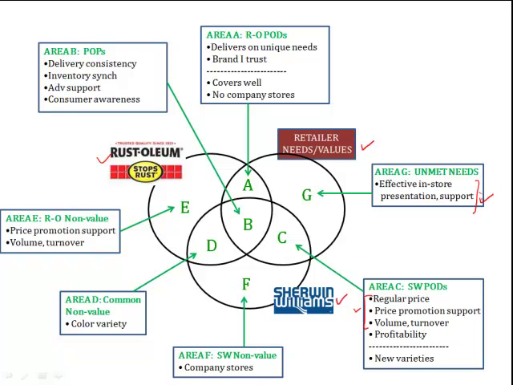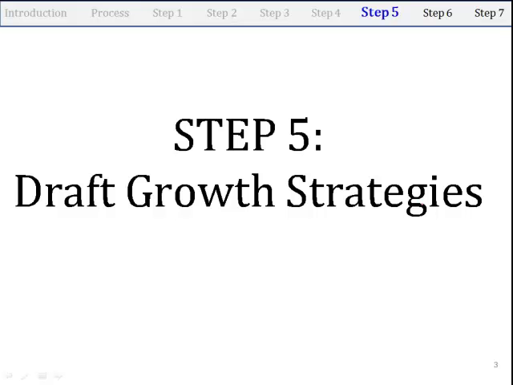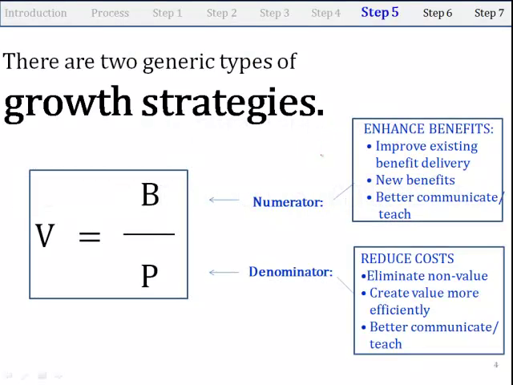Turns out it was very relevant as well. There were unmet needs that Rust-Oleum management inferred and really understood and dug into when hearing from retailers about the messiness of the category and the disorganization, how they were losing customers because customers couldn't find what they wanted. We'll come back to that. Step 5 is about understanding the value, given that you understand the value the customer is seeking, generating growth strategy.